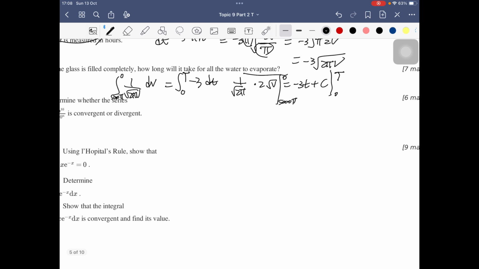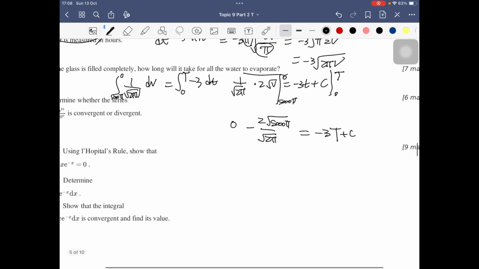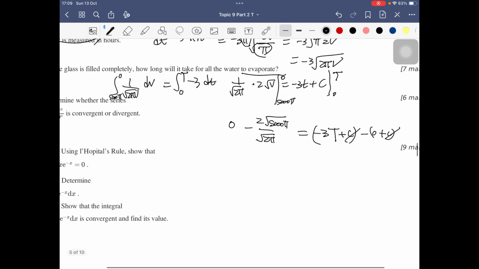So let's see. 0 minus square root of 2 pi over 2, 5,000 pi equals negative 3t plus c minus 0 plus c. So we don't need c here. Actually, we didn't need it, because this was a definite integral, we don't need c.